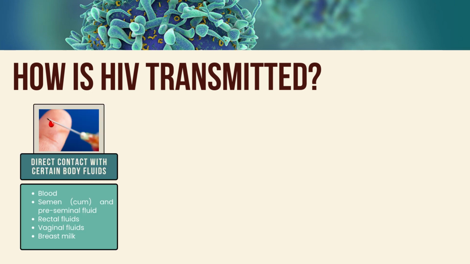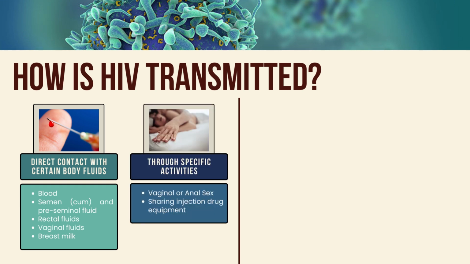First, we can get HIV by coming into direct contact with certain body fluids from a person with HIV who has a detectable viral load. And these fluids are blood, semen, rectal fluids, vaginal fluids, and even breast milk. HIV can also spread through specific activities, and these are having vaginal sex with someone who has HIV without using a condom or taking medicines to prevent or treat HIV. We also have sharing injection drug equipment such as needles with someone who has HIV.